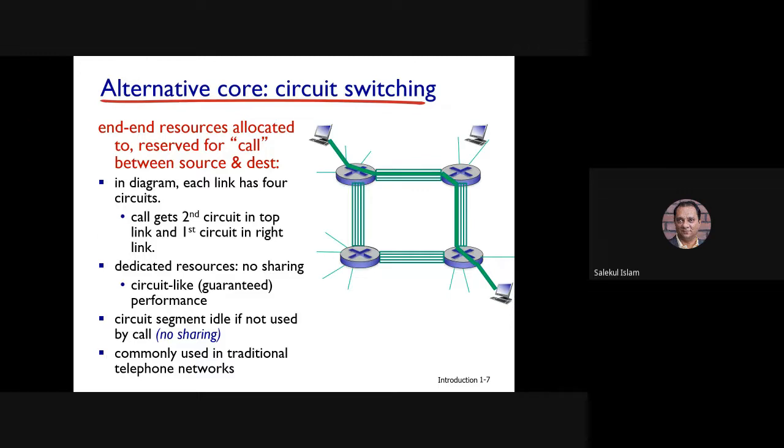In the diagram, for a single call we have the second circuit, that means this one, and here we have the first circuit. So each single path is known as a circuit. This is a dedicated resource, so there is no sharing. Okay, so in case of packet switching and in case of circuit switching, which one will start transmission first?